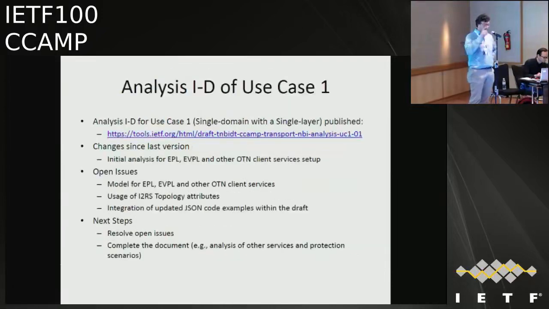Next. And for use case number one, the analysis of single domain and single layer, we have published a revision since the last IETF meeting, where we have started to analyze how the model can be used to support Ethernet point-to-point services like EPL and VPL and OTN client signals like SDH, fiber channel over OTN. We found some open issues on how to use this model, and we have some questions about how the TE topology attributes and the ITRS topology attributes fit together.